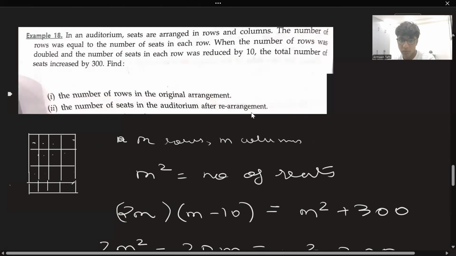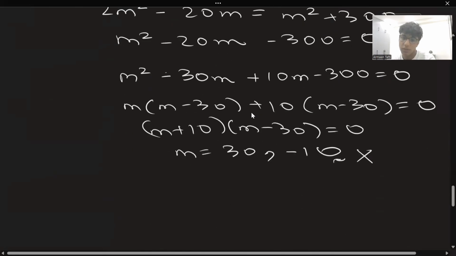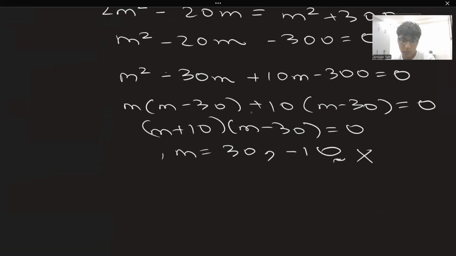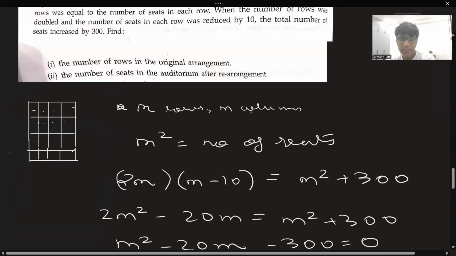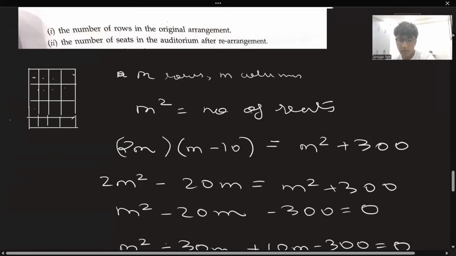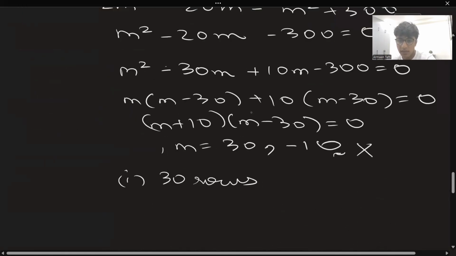So first they asked us the number of rows in the original arrangement. Number of rows in the original arrangement was m. So part one, 30 rows. Okay. Now for part two, they've asked us the number of seats in the auditorium after rearrangement. So we already said the number of seats after rearrangement is m square plus 300, right?